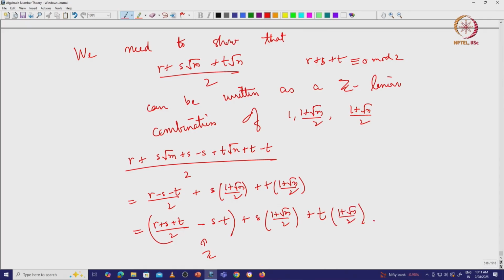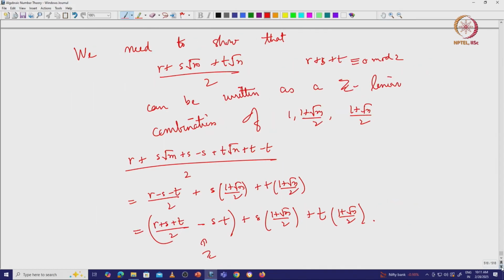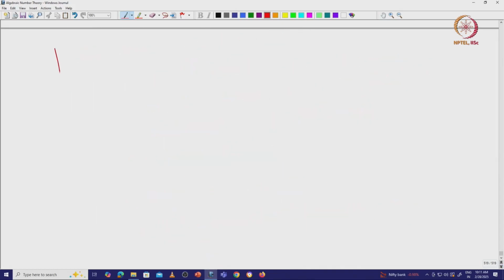Okay. All right. So, that is what this is, and so hence the claim shows you that this thing is a Z basis of O. All right. So, we need to prove the claim. So, proof of the claim.